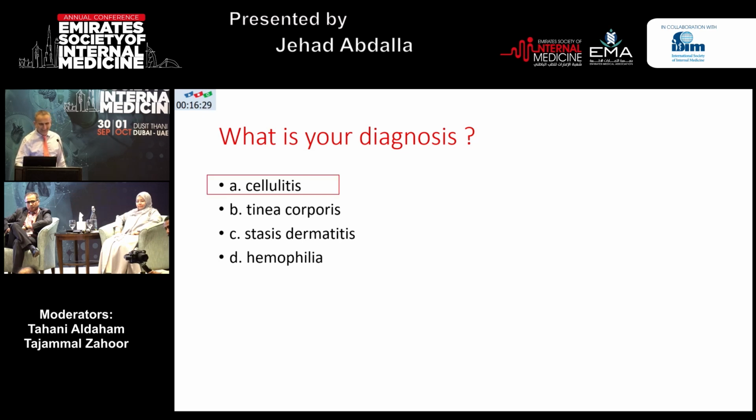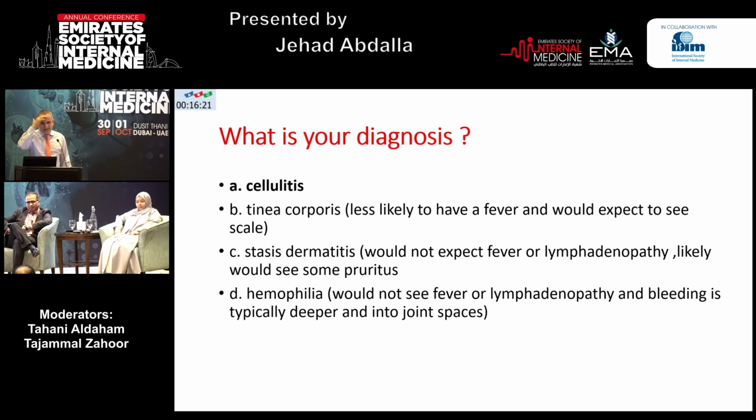So it's cellulitis. Let's start with the basics and we'll go to the more complicated cases. So cellulitis, as you can see, it's straightforward. I gave you a straightforward case to start with to wake you up. Then let's talk about tinea. Tinea doesn't give you fever. Tinea doesn't give you lymphadenopathy or lymphatic streaking. And for stasis dermatitis, again, no fever, no elevated white blood cells, no lymphadenopathy. And hemophilia, forget about it, just a distractor. If you bleed, you're going to bleed in the joints, not in the skin.